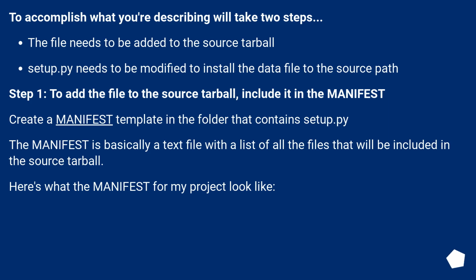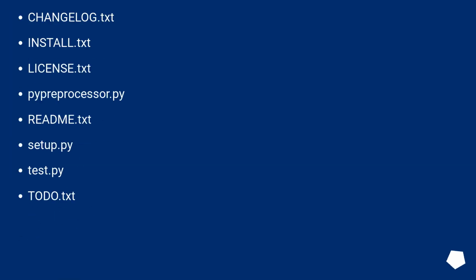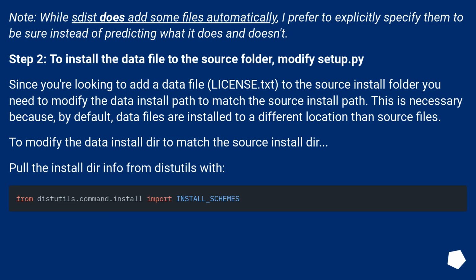Create a manifest template in the folder that contains setup.py. The manifest is basically a text file with a list of all the files that will be included in the source tarball. Here's what the manifest for my project looks like: changelog.txt, install.txt, license.txt, preprocessor.py, readme.txt, setup.py, test.py, todo.txt. Note: while sdist does add some files automatically, I prefer to explicitly specify them to be sure instead of predicting what it does and doesn't.